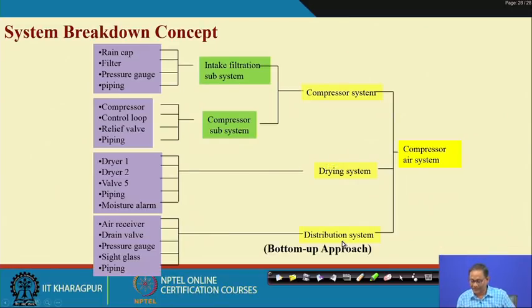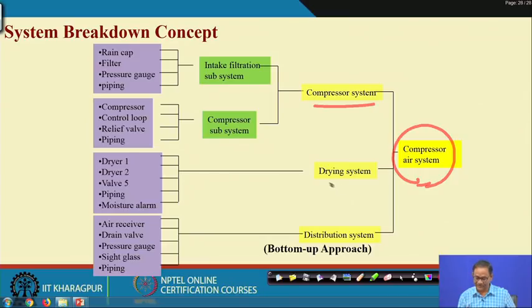So, now what happened, if I go by the hardware approach, the bottom up approach, my totality is a compressed air system. You see the compressor subsystem, drying subsystem, distribution subsystem, three things. Air comes to the compressor, is compressed to the required pressure, then goes to the dryer where it is dried, then goes to the distribution system in the receiver and on to the pneumatic machines.